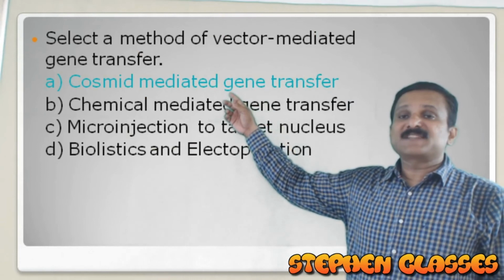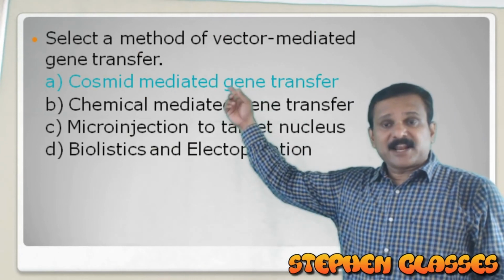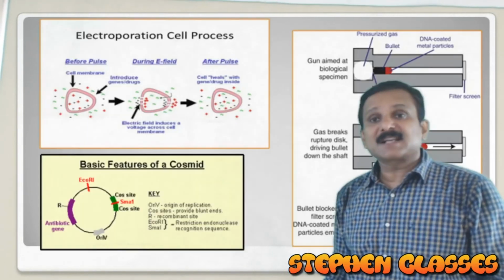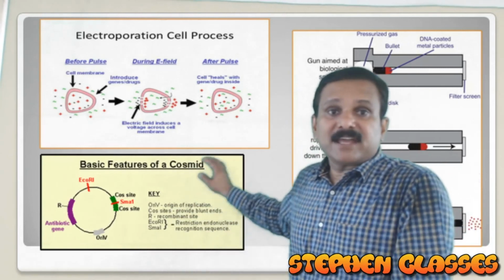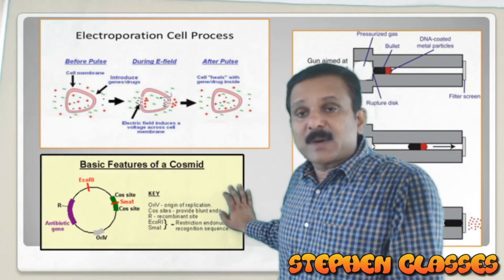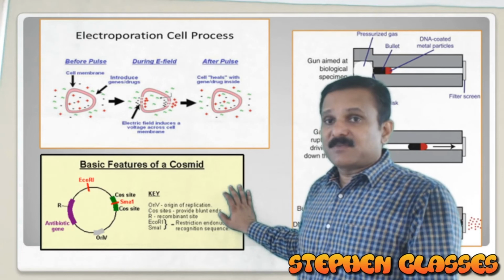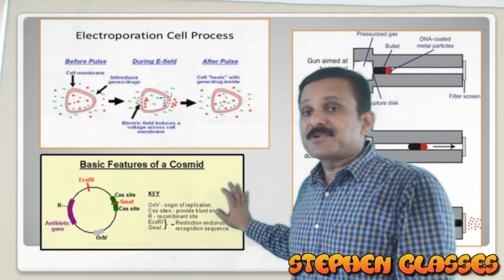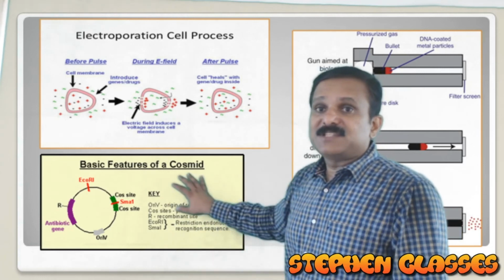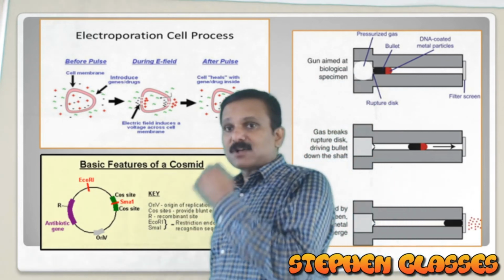Cosmid mediated gene transfer, that is a different one. Do you know what a cosmid is? The explanation of cosmid was in the previous slide. We will go to the previous slide. What do you mean by cosmid? Cosmid has a feature like this. It has a cos site. That is why it is called cosmid. So it is a special kind of plasmid with a cos site. That only you have to note. Other features are explained here in detail, so just remember that it has a cos site. Okay, now our answer is option A.